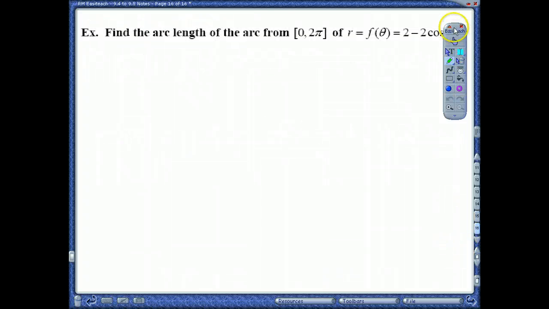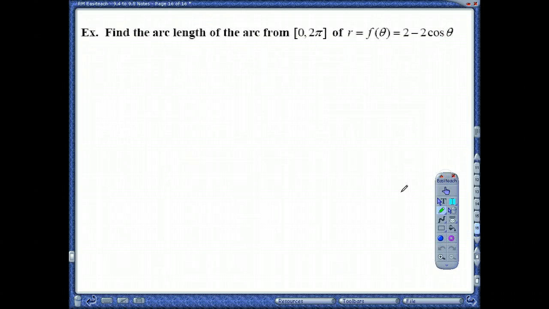Okay, so some of these examples are going to be very, very nice. For instance, this just goes out and tells you, find the arc length of the arc from 0 to 2 pi of this guy right here. So this becomes really kind of nice. Okay, so we've got the square root of, let's go ahead and find r prime here. Well, the derivative of negative 2 cosine of theta is 2 sine of theta.